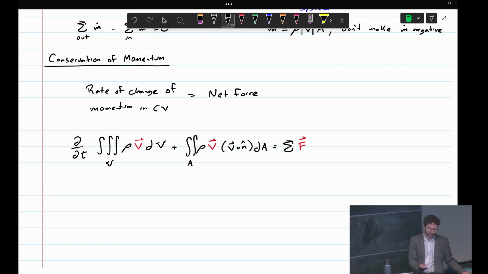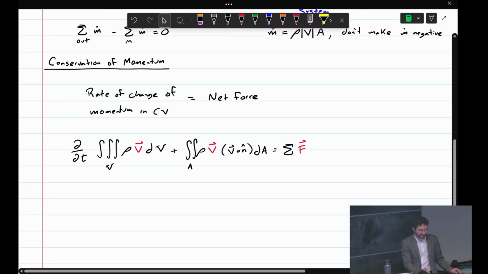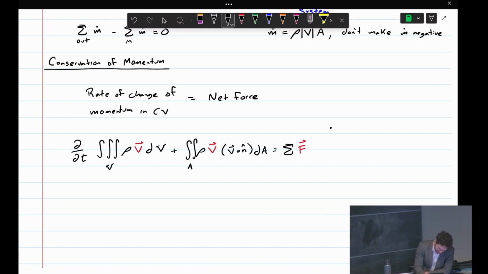So is this equation a scalar or vector equation? Take a guess, someone. Vector, yeah, vector. So conservation of momentum is a vector equation. I'll say that that's a common mistake.